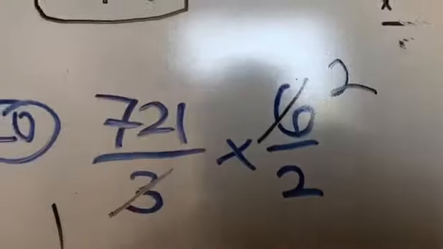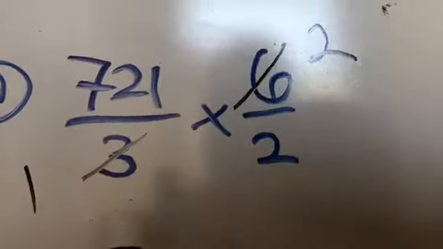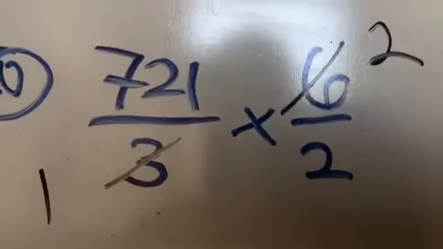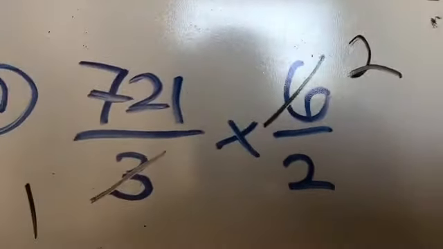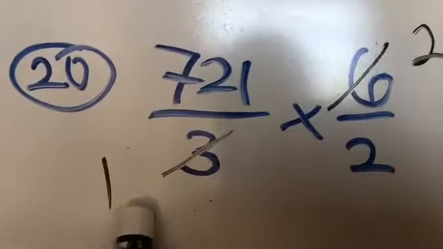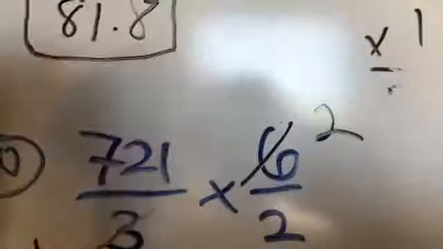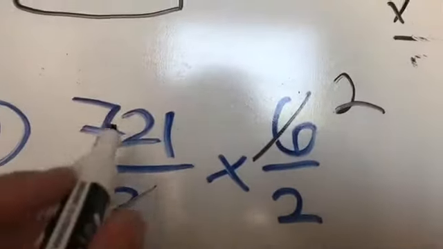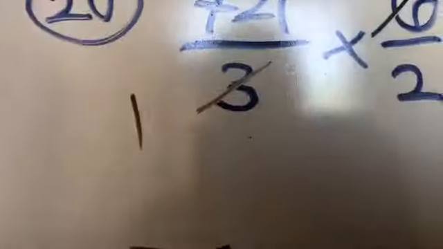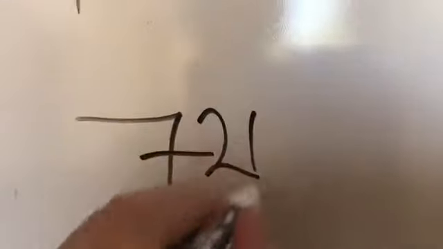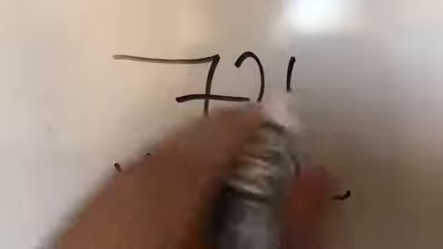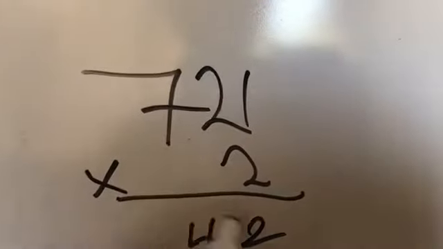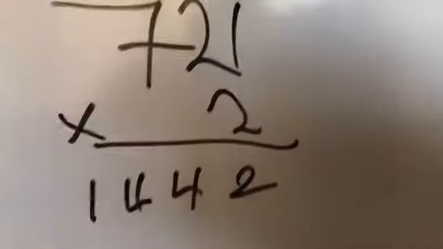721 over 3 times 6 over 2. And you can already see that I crossed these out and simplified them because they are both multiples of 3, which means this is now 1 and this is 2. Because of that, we're going to multiply 721 times 2. And this should be pretty easy for you guys. 42, so 1,442. And that is over 2.